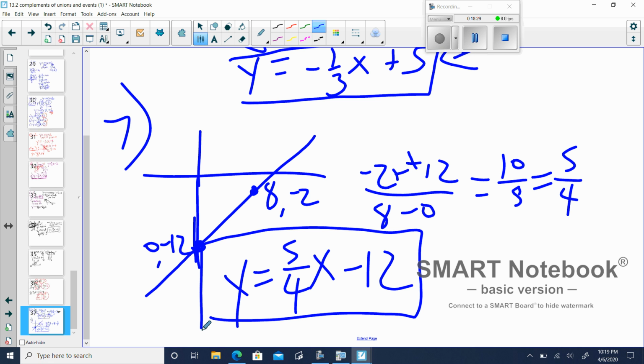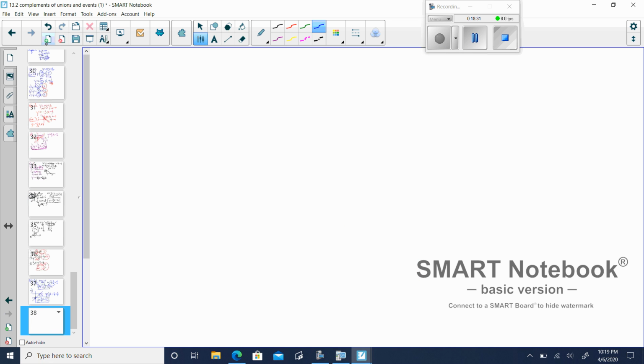Please make sure you're getting this stuff just about that fast. It should be that fast for you. All right, so for number 8, we have to graph and then interpret the slope and the y-intercept.